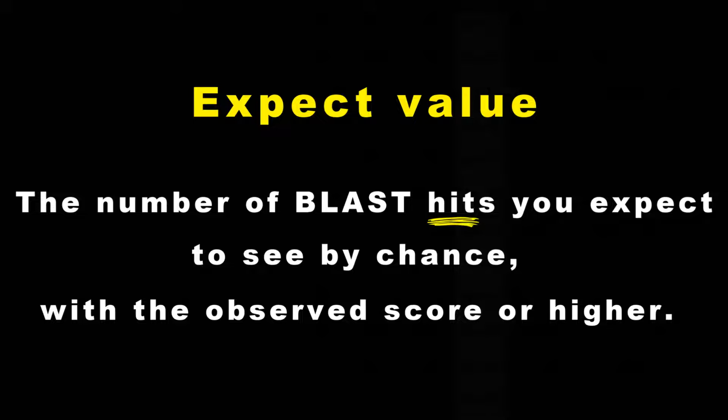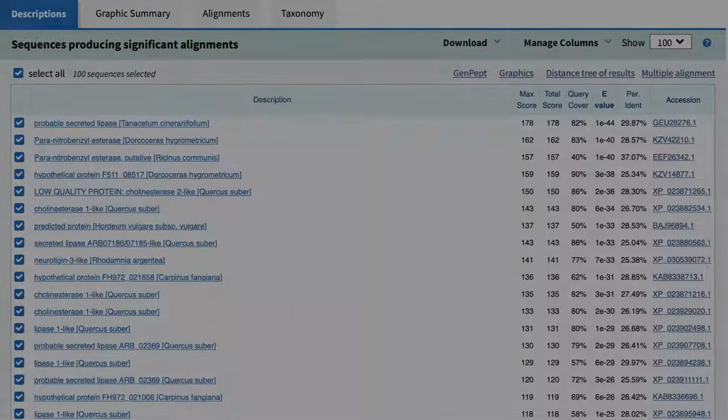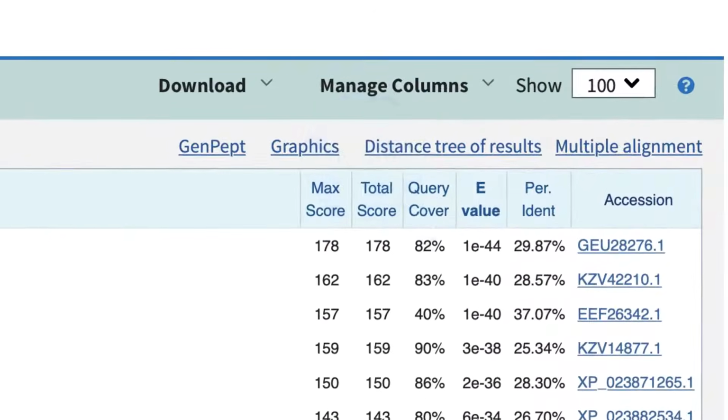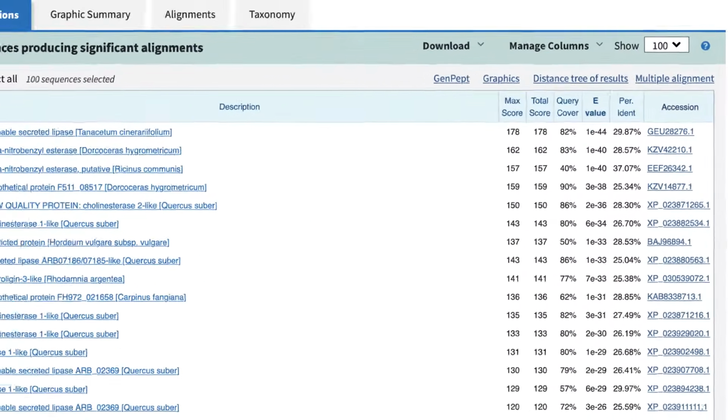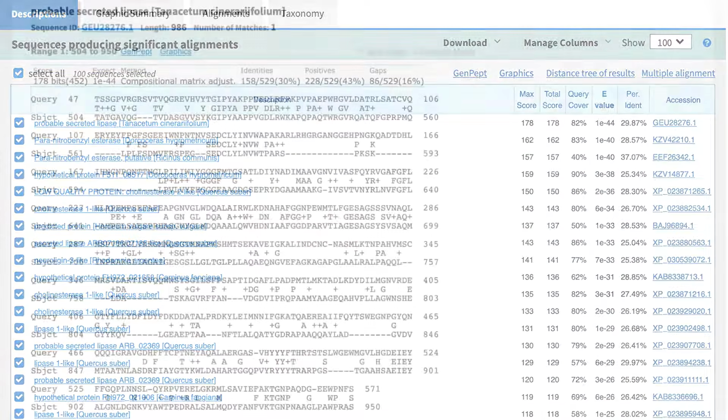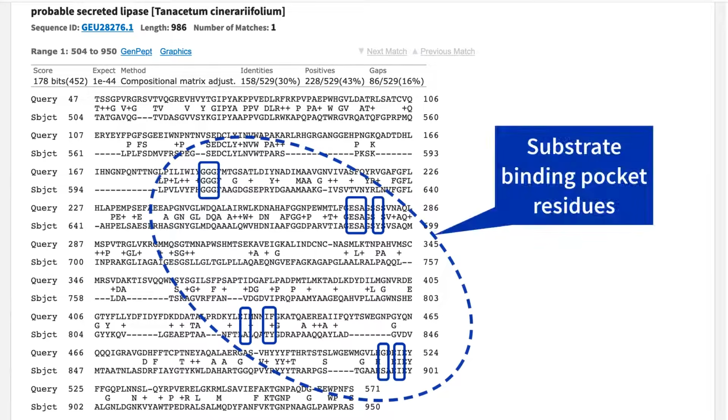A hit here is simply an alignment. This BLAST search's best alignment has an e-value of 1e to the minus 44, so you expect to see that alignment 1 times 10 to the minus 44 times by chance. In other words, it's not random. A common interpretation is that if the alignment is not due to chance, then it may be due to a biologically meaningful relationship between the two sequences.